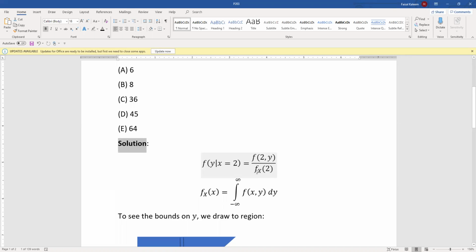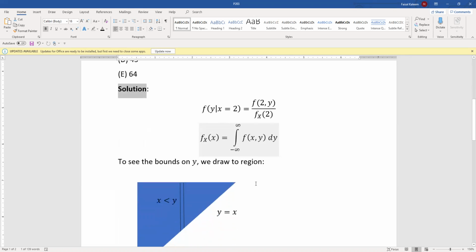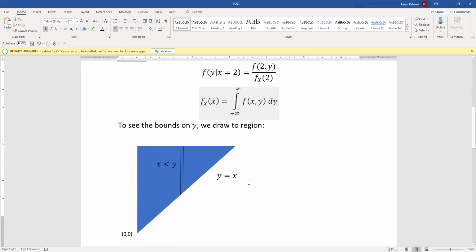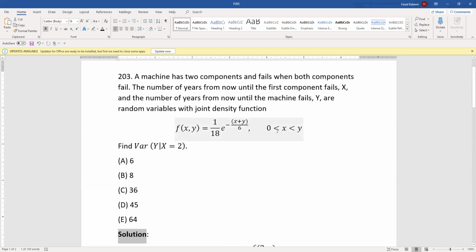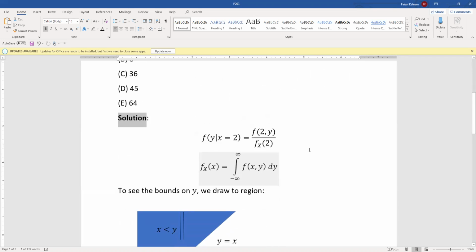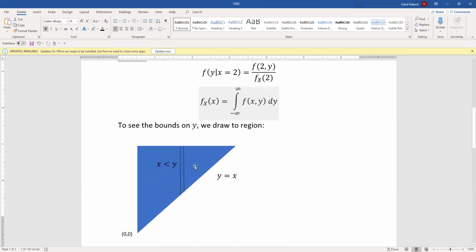So for fx of 2, we first do fx of x, that would be negative infinity to infinity of the joint PDF, and you do that integral with respect to y. So again, to get the marginal of x, you integrate y out of the joint PDF. And to see the y bounds, we draw the region. The region was x greater than 0 less than y. So x greater than 0 and y will also be greater than 0. So it's the first quadrant, and then x is less than y. So y equals x is this line, and x less than y is the region to the left of the y equals x line.